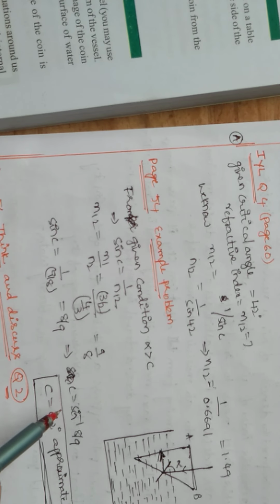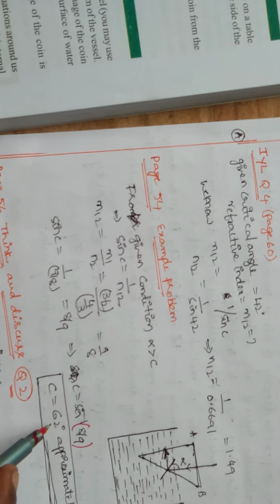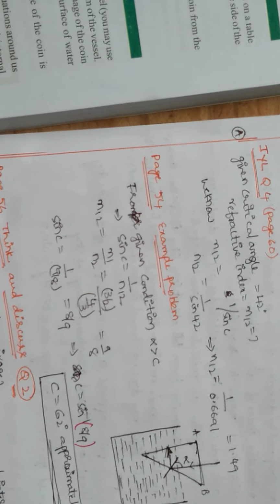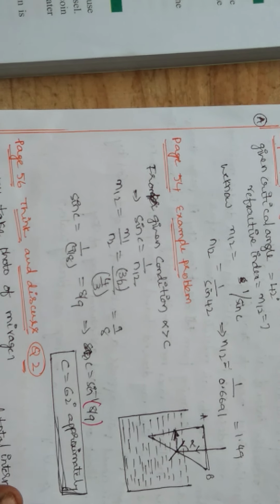Then C is equal to, if we transfer the sine to the right hand side, it becomes sin inverse of 8/9. Sin inverse of 8/9 is approximately 62 degrees. These are the mathematical relations that we are going to get.